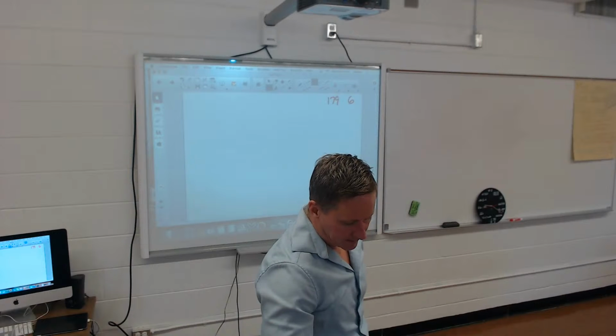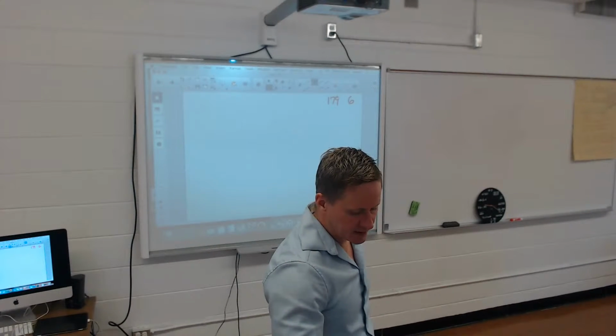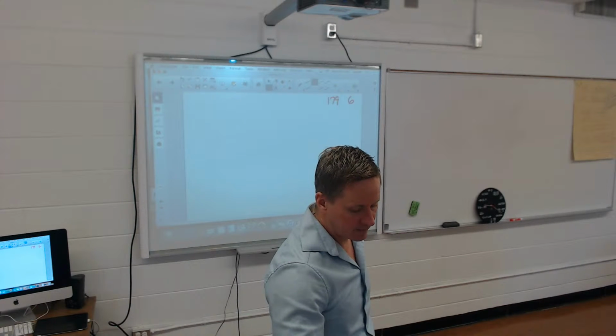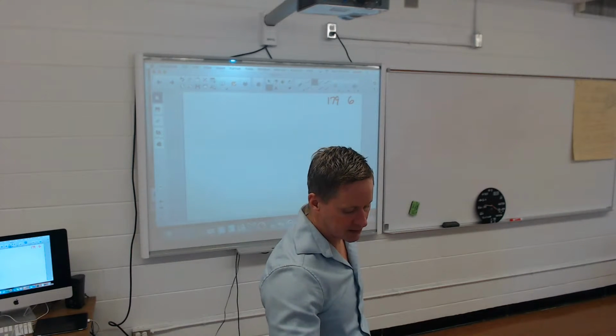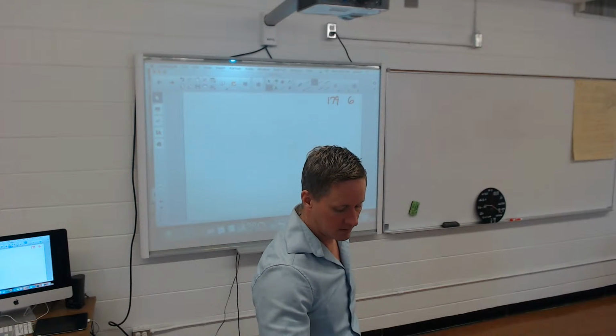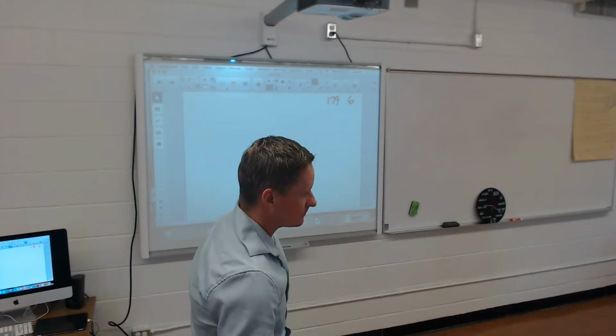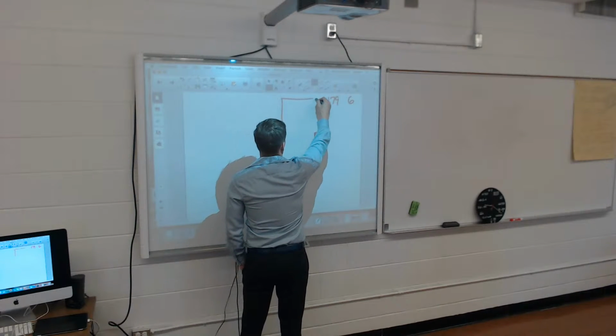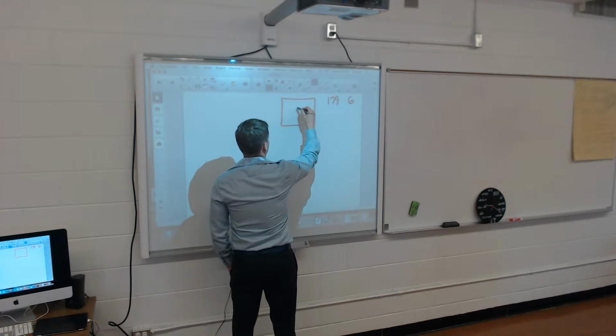It says TJ has a photo that measures 10 by 15. He wants to fix it into a mat so that there's a uniform border around the photo. The mat and photo will have an area of 500 centimeters squared. What should the width of the mat be? This is identical to the question that we looked at yesterday, I think.